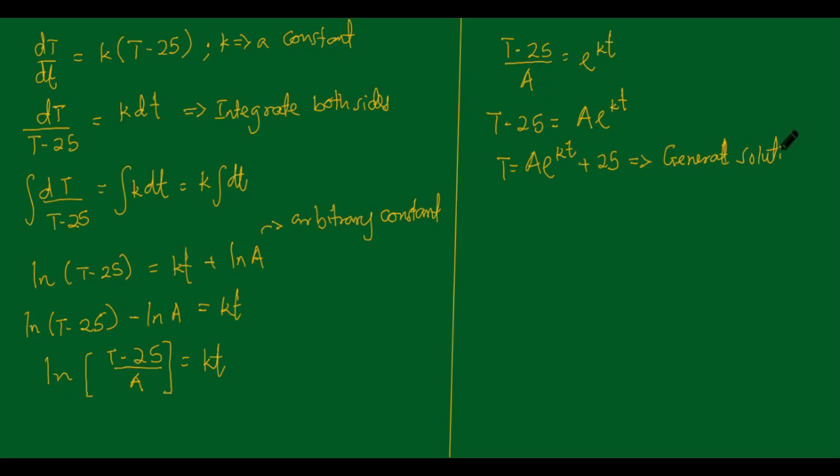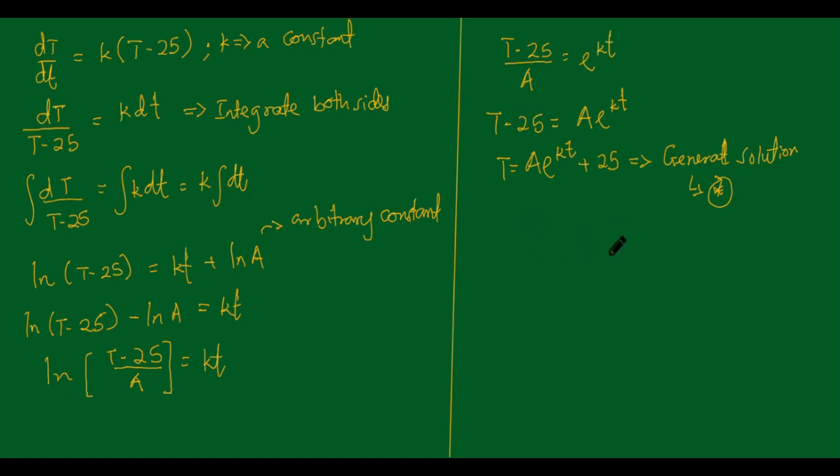We call this a general solution because we don't know the value of the constants A and k. So this solution now we can call equation asterisk. It gives the temperature of the body at any given time t. So now we need to find the constants A and k.